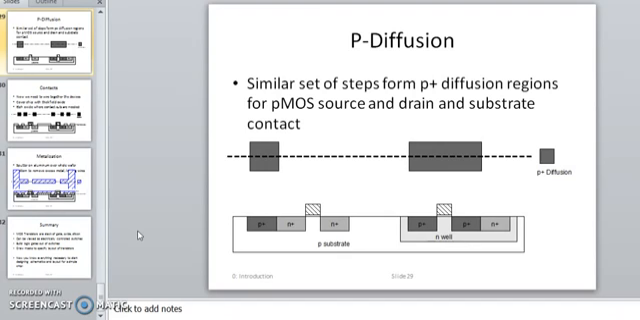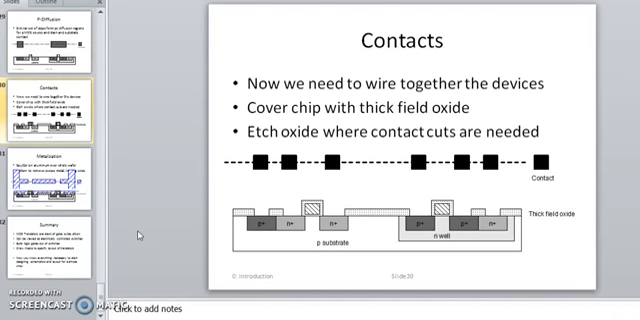Next one, the same procedure for the P diffusion. The set of P plus diffusion. Before, we used the N plus diffusion; now we have to use the P plus diffusion for the PMOS source, drain and substrate contact. In the same way, we make the mask on the P substrate for the connection purpose.